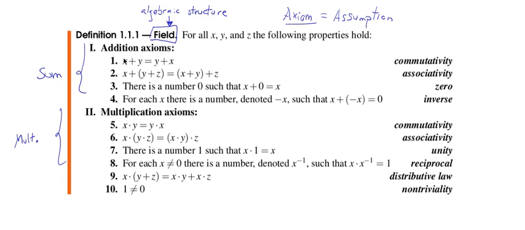You could think these properties are kind of obvious. For instance, the first property of the sum is that it's commutative.